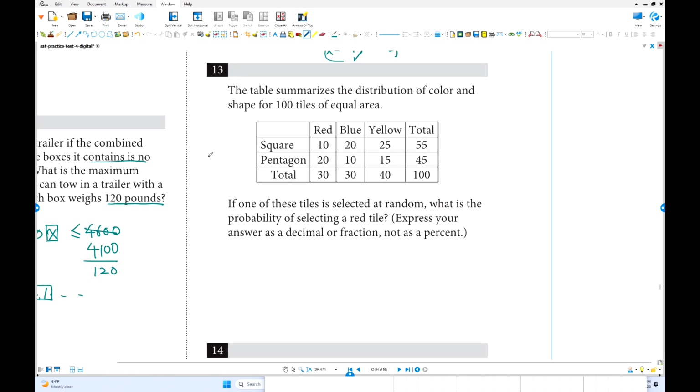All right, number 13. The table summarizes the distribution of color and shape for 100 tiles of equal area. One of these tiles you select at random, any tile. What is the probability of selecting a red tile? Only one single variable, okay? So not two variables here and here. Not this one, okay? So just red, only red, 30. That's right. How many total? 100, okay? That's the total. 30 over 100 or 3 over 10 is the answer, okay?